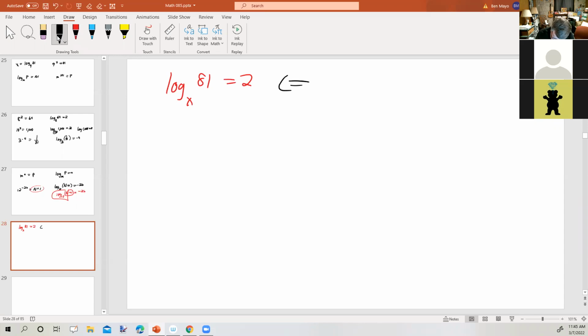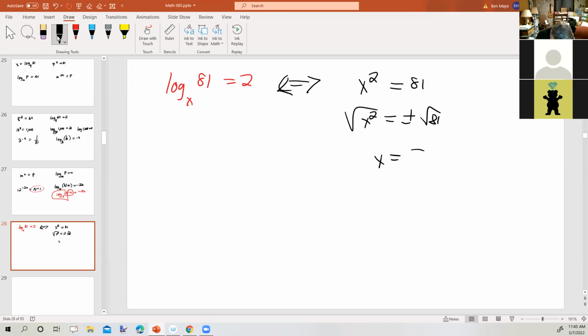Writing this as an exponential equation, we get x squared equals 81. Okay. Well, let's see. x squared equals 81. We could solve that by a number of methods. We could set it equal to 0 and factor it. It's already in the form that you would use the square root property, or we could put it in standard form and use the quadratic formula. Well, since it's already in the form for the square root property, let's just go ahead and do this.